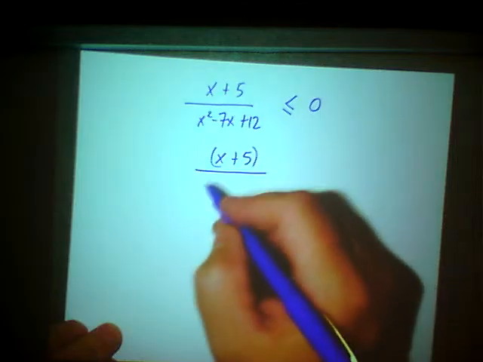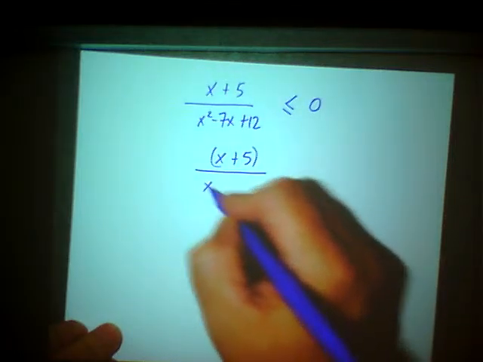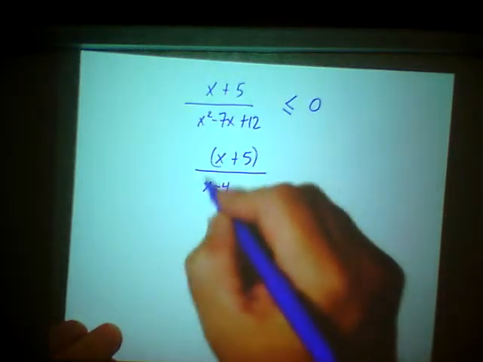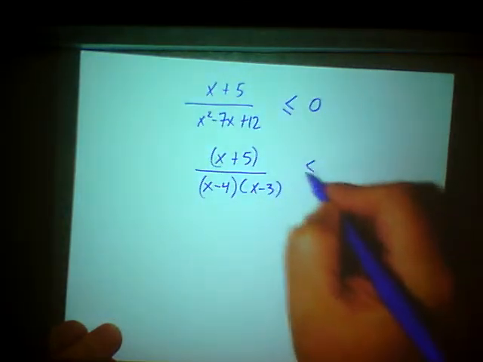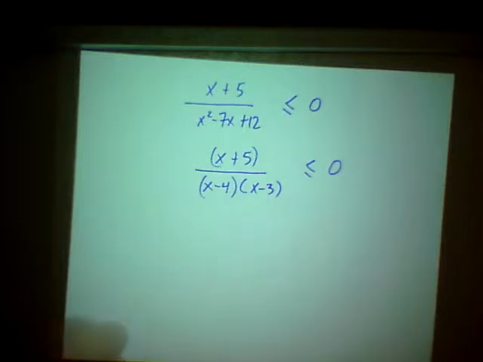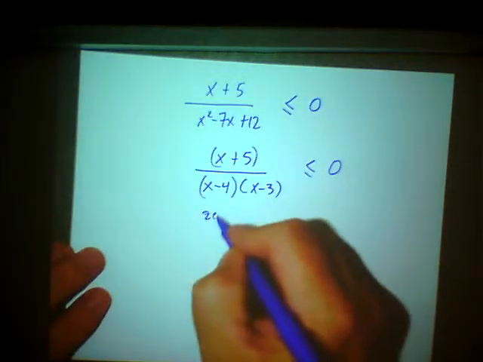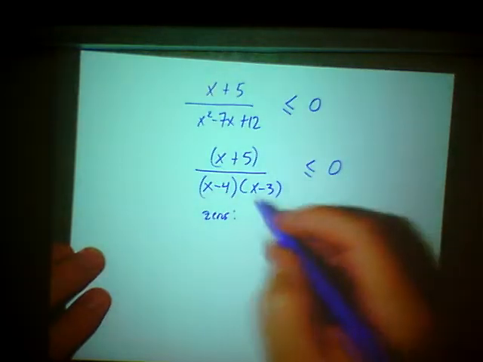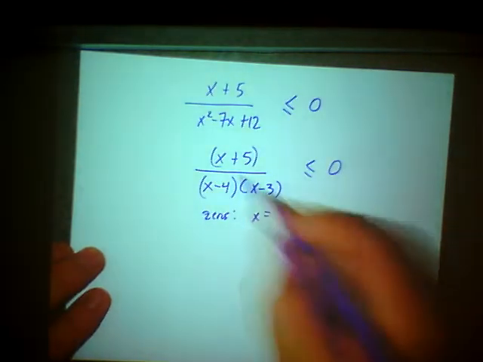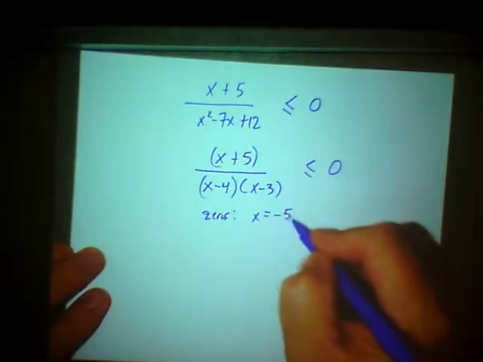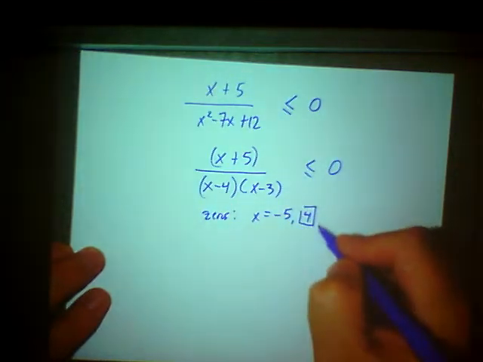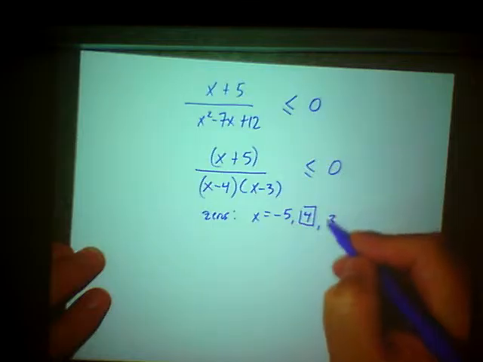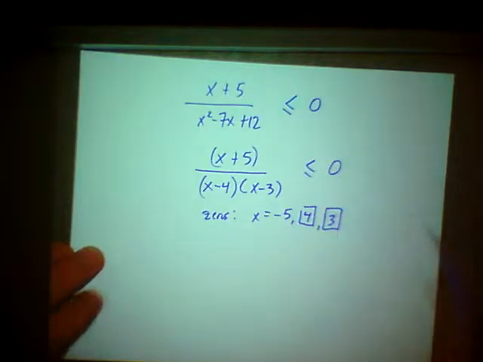And it factors into, I believe, (x - 4)(x - 3). So now my zeros: from the numerator, -5; from the denominator, 4, I'll put my box around the 4, and 3 with the box around the 3.